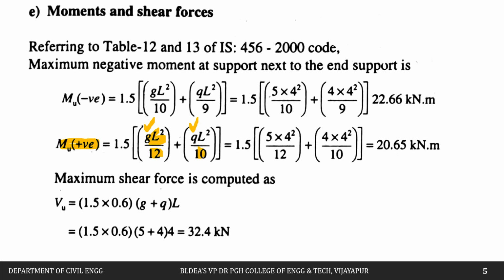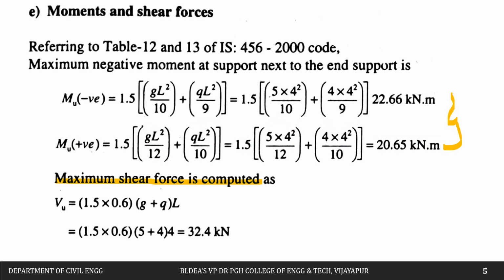That is GL square by 12 and QL square by 10. So therefore G is 5 multiplied by 4 square by 12, Q into L square, that is 4 into 4 square by 10 multiplied by 1.5. So you'll be getting the answer as 20.65 kilonewton meters. This is the maximum what we can get for positive and negative moments.